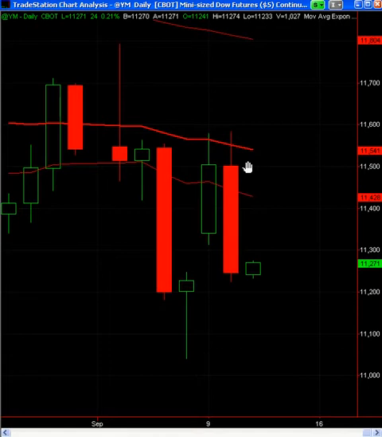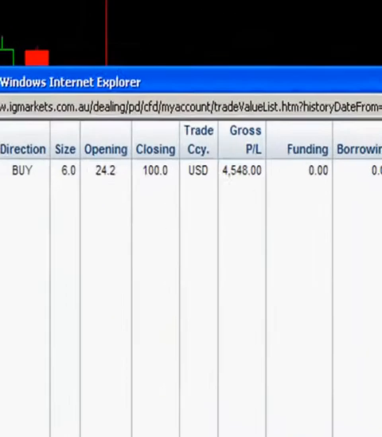What I'm trying to teach you guys is how to look at the market, how to read what's currently going on, the current sentiment in the price action, and you can see the market did fall away. And I'll just bring up the account statement here.